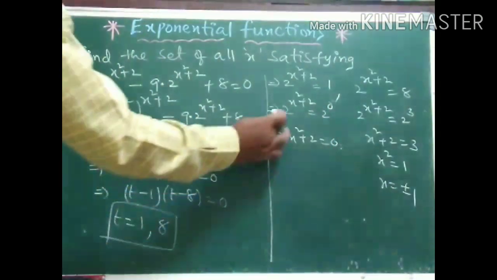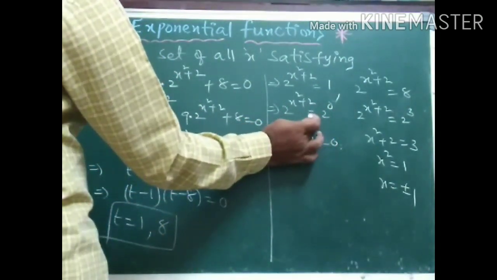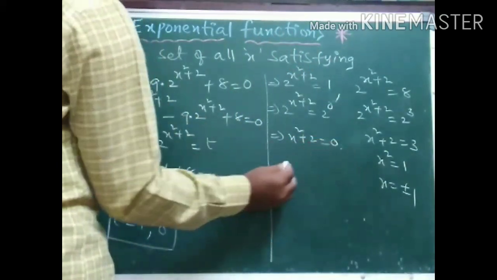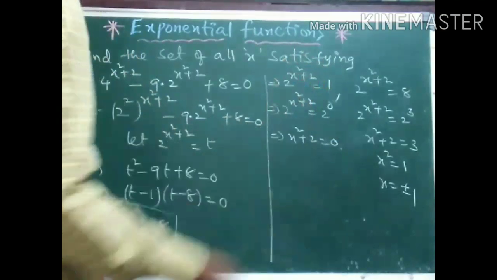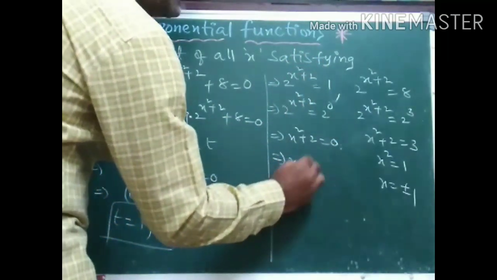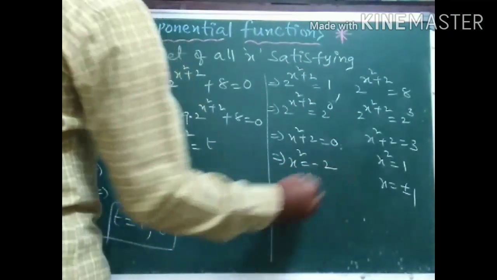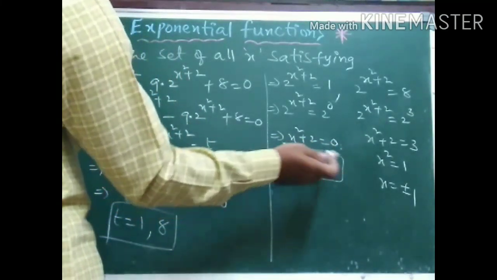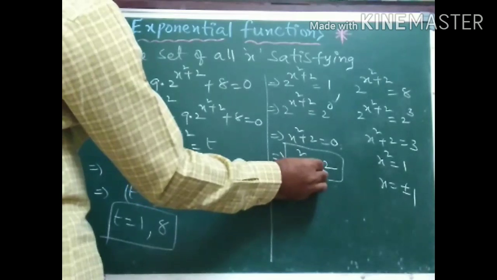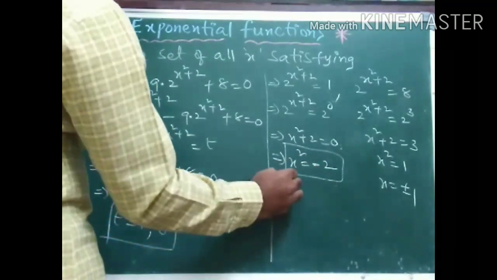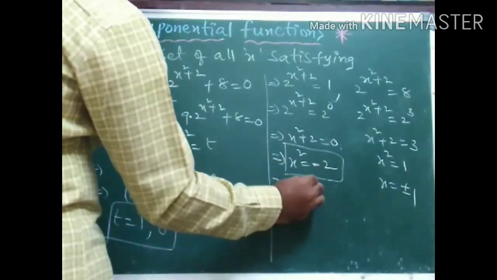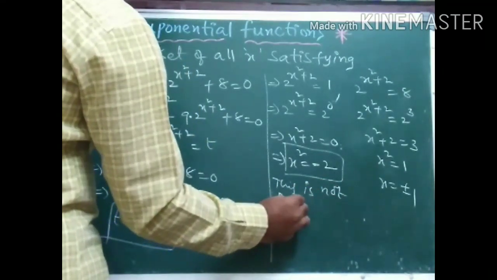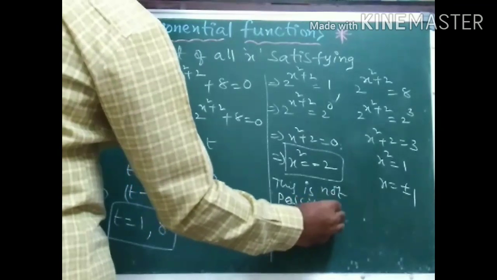So once bases are equal, on equating, powers are also equal. From this we get x square plus 2 is equal to 0, and from this x square is equal to minus 2. But my dear, x square is nothing but a perfect square. It can never be negative, isn't it? So this case is not possible, right?